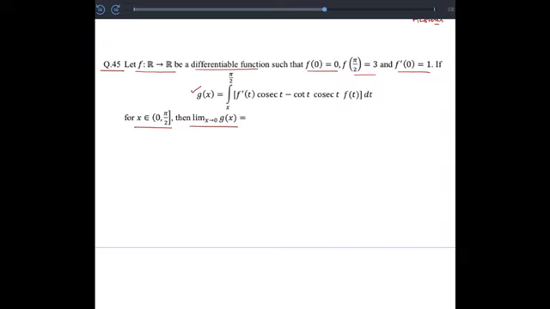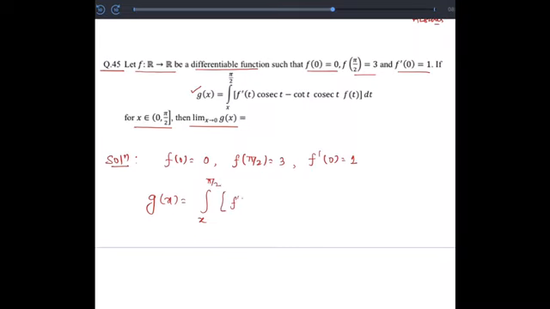So first we will write the conditions that f of 0 is 0, f of pi by 2 is 3, and f dash of 0 is 1. We will look at the function g of x. So it is defined as integration from x to pi by 2 of f dash of t cosec of t minus cot of t cosec of t f of t dt.